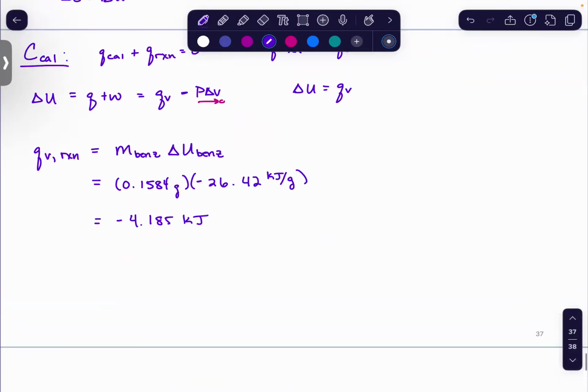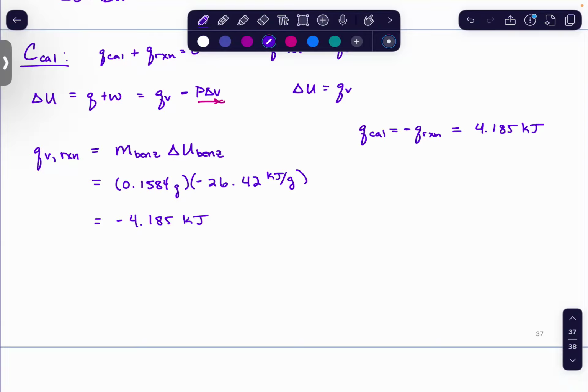Okay, well, then the Q of the calorimeter will be negative Q of the reaction. And so that means that the water in the calorimeter is going to get warmer. So it takes in a positive 4.185 kilojoules of heat energy.